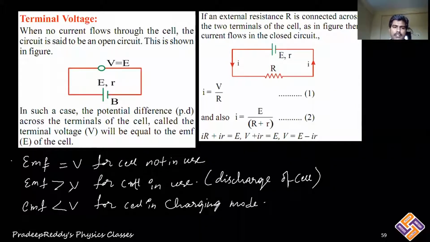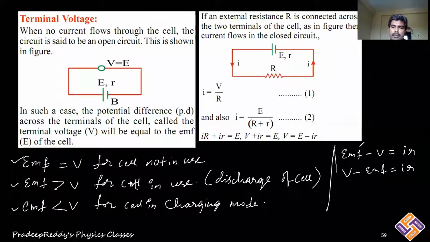EMF can be equal to voltage, EMF can be greater than voltage, EMF can be less than voltage. In all these cases, if EMF and voltage are both the same, then current I will be equal to 0. If not, EMF minus voltage is equal to IR. If EMF is greater, then EMF minus V is equal to IR. If voltage is greater, then V minus EMF is equal to IR. In both cases, it is equal to the voltage dropped across the internal resistor of that particular cell.